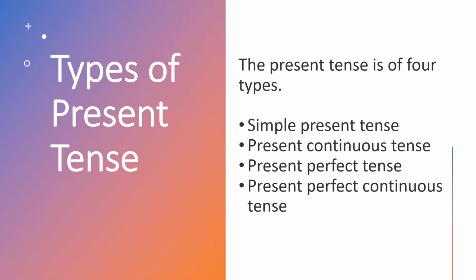Types of present tense. The present tense is of four types: simple present tense, present continuous tense, present perfect tense, and present perfect continuous tense.